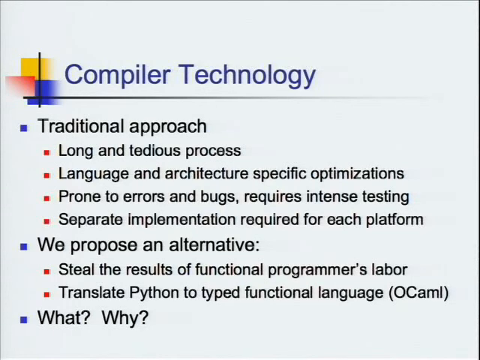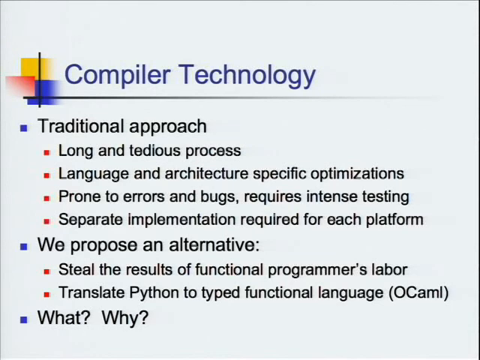We propose an alternative way of writing a compiler. So my talk is not only going to focus on the specific work for Python that I'm doing, but also the methodology that we are proposing, which is to write a compiler by partly stealing the efforts of the functional programming world. So basically, we are going to translate Python to a typed functional language as an intermediate. And in our case, we are going to use OCaml as an intermediate language. Why and what are we doing here?